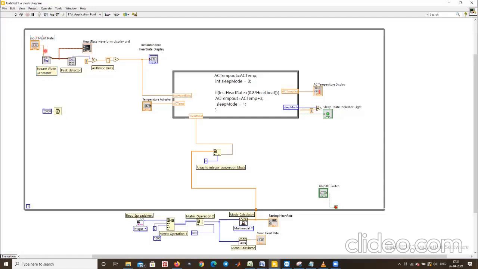And this block outputs the value that you have entered in the integer format. Next is the square wave generator.